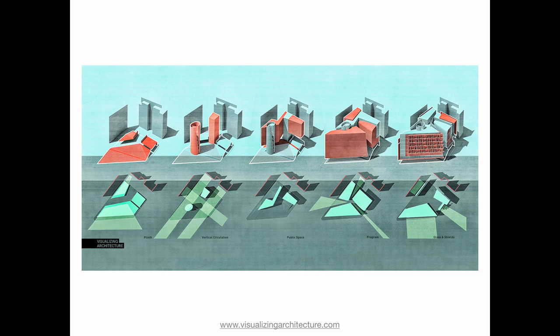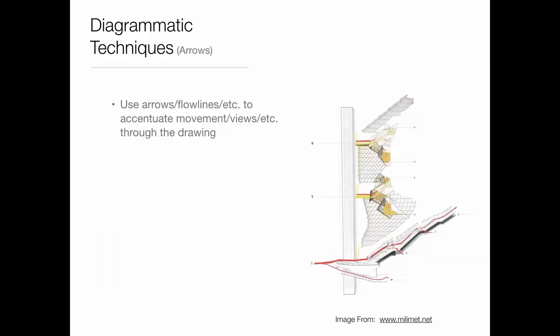Another one of Alex Holgraf's drawings. Again, he has a certain quality and style to his work, but you get the idea that he's color coding and highlighting certain specific features of the building. We're not getting the whole building, we're just getting certain features, and those are highlighted in the red material. So we'll move forward into arrows and flow lines.